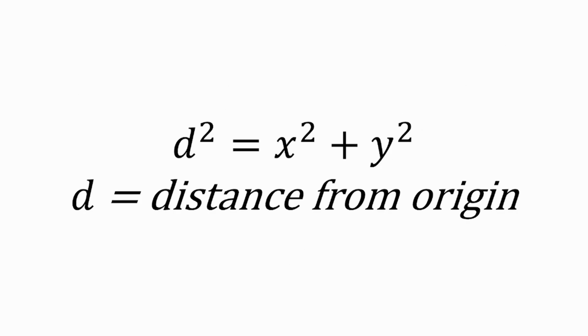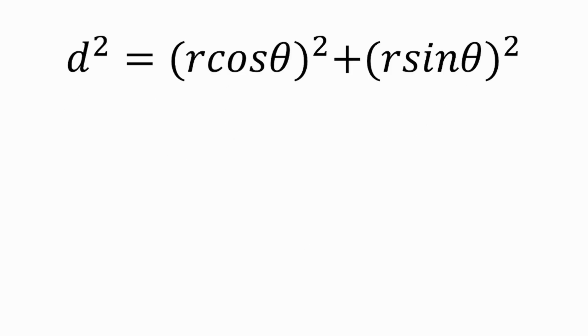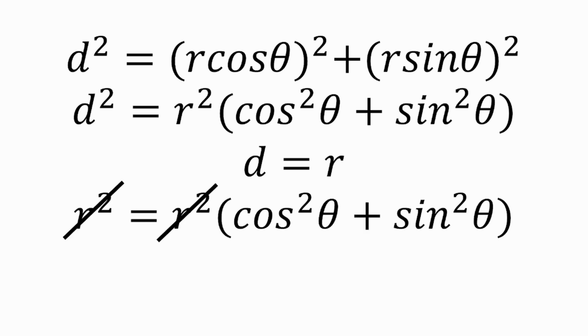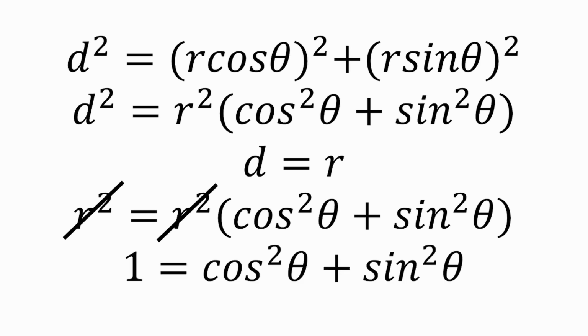The square of the distance from the origin is given by x² plus y², which when substituting our general coordinates becomes r² times (cos²θ plus sin²θ). By definition, the distance from any point on the circle to its centre is r, hence d² is equal to r². Dividing both sides by r² yields the desired result that cos²θ plus sin²θ equals 1.